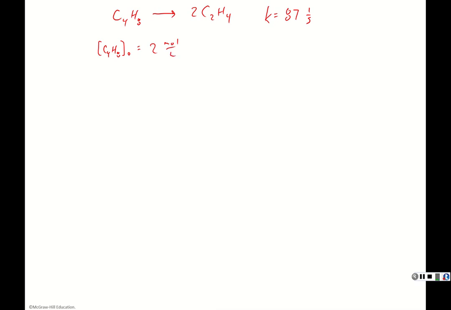Right, so we're told that this is a first order reaction, first order rate, and the units of our rate constant indicate that as well. So we use our integrated rate law from a first order reaction. So that is, remember back to that slide, it's ln of A naught over A at time t equals k times t.